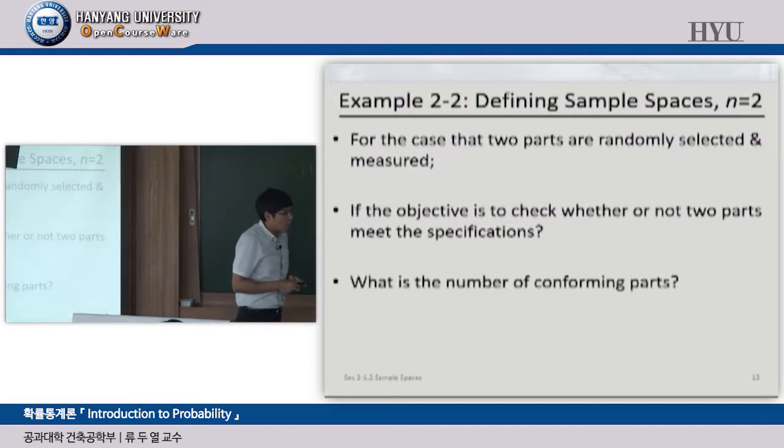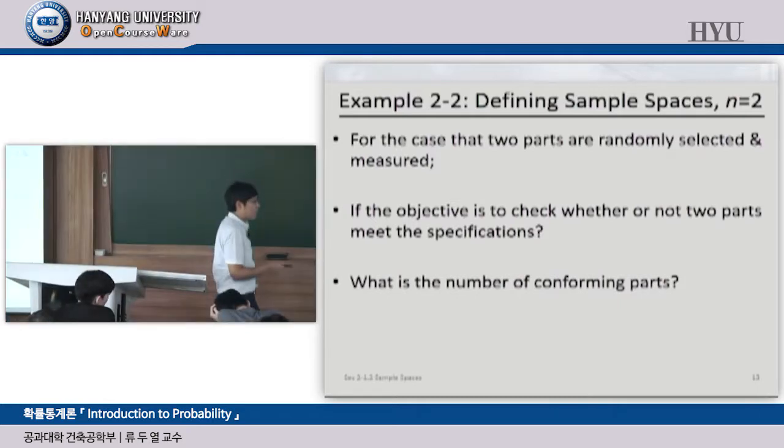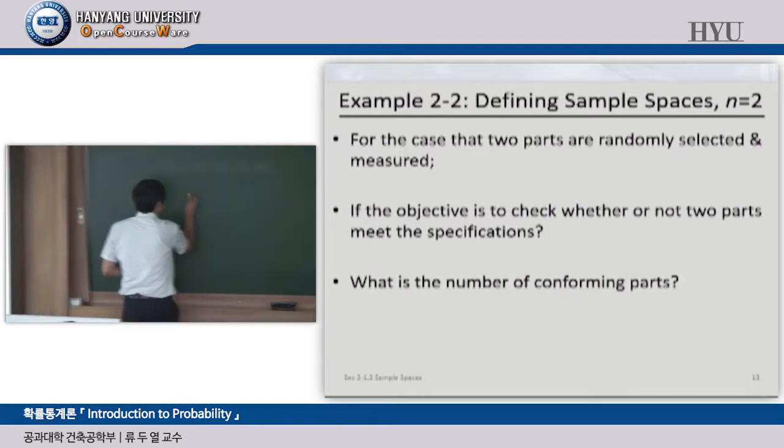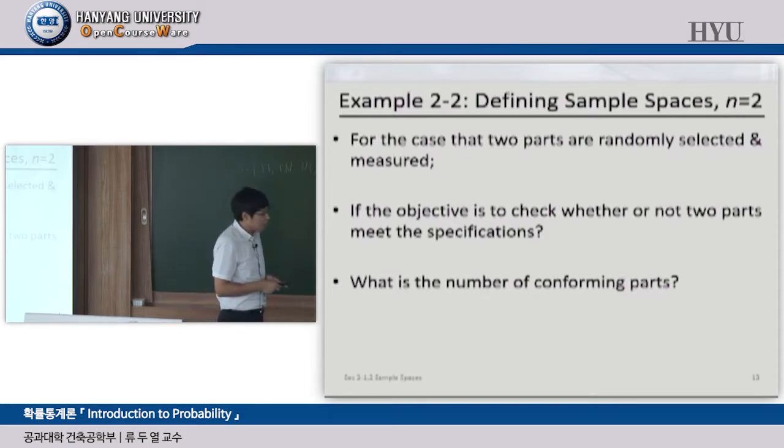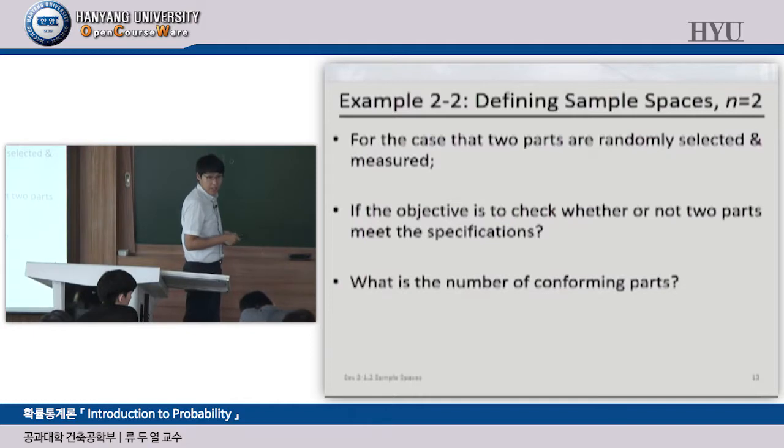And what is the number of conforming parts? The conforming part indicates the part which meets the specification. 그러니까 이 스페시피케이션에 일치하는 부분의 개수를 찾는 거예요. So for this case, we have the sample space as there is a possibility that no part meets the specification, right? In this case, what is the number of conforming parts? Is 0, right? There is no part meeting the specification.